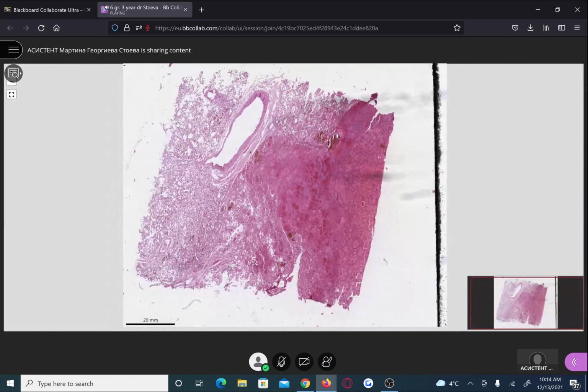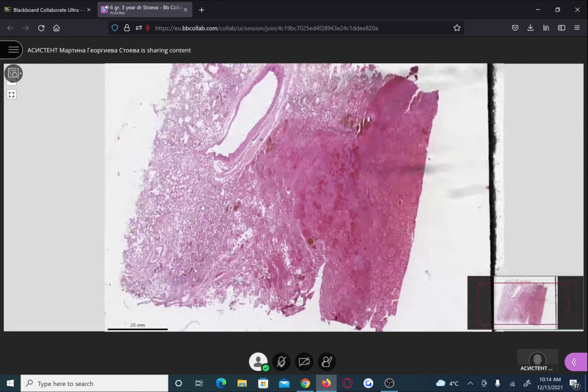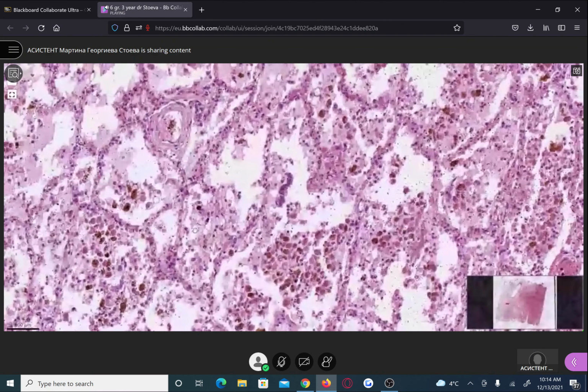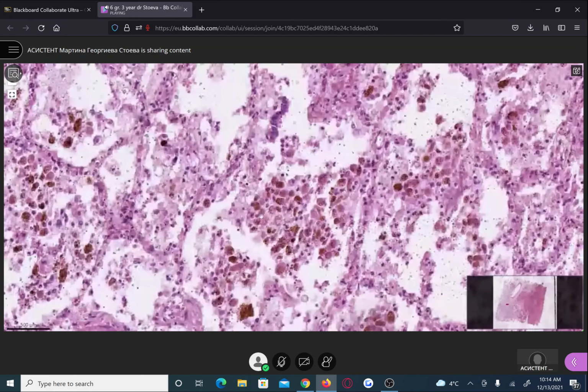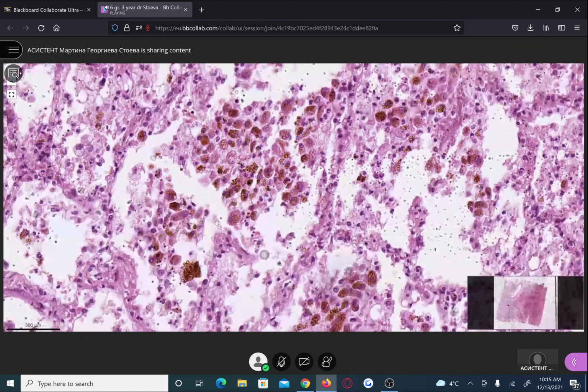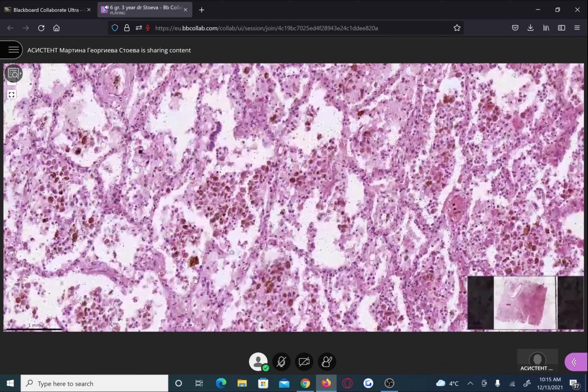Initially we'll zoom in on the left side of the slide, where we can still find the normal lung parenchyma composed of alveolar spaces again. These alveolar spaces are filled with many siderophages, or hemosiderin-laden macrophages. These are synonyms.